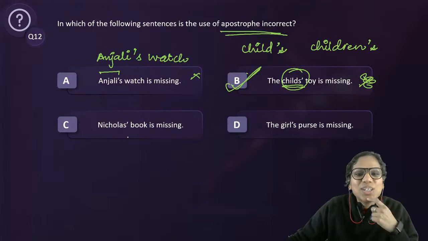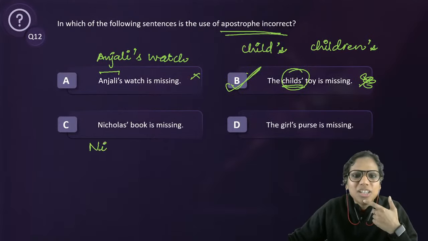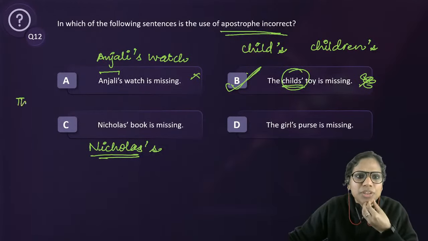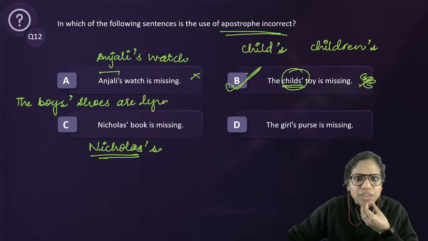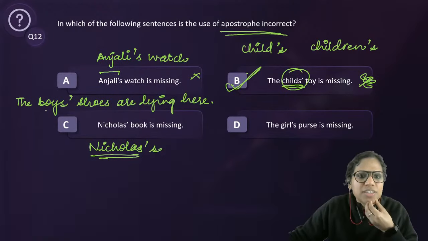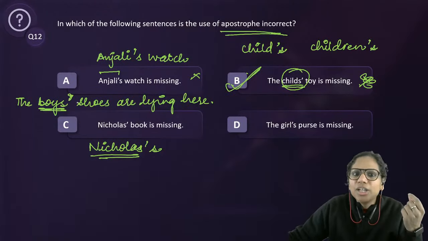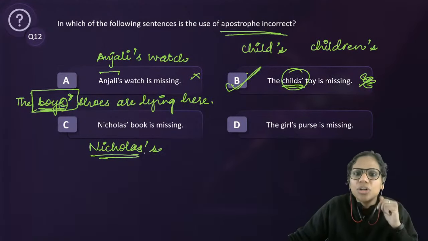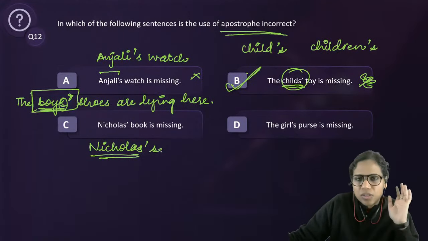Now, C says Nicholas's book is missing. So now you must be wondering, why did I not say Nicholas apostrophe S? Because Nicholas is one person, right? It's not a plural noun. So for instance, if I say the boys' shoes are lying here, because boys is a plural noun, after that I do not put an apostrophe S, I just put an apostrophe when a plural noun ends in an S. But this is not even a plural noun, so why am I not saying Nicholas's?